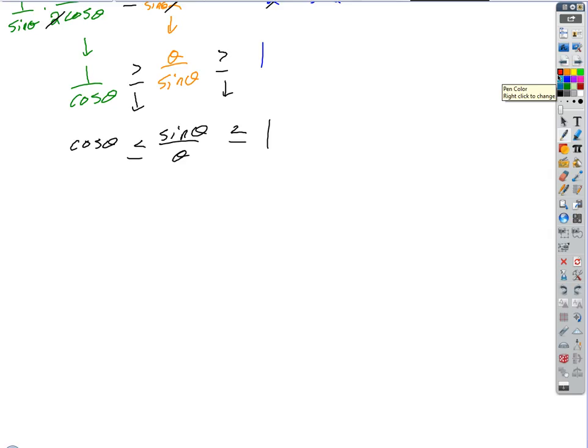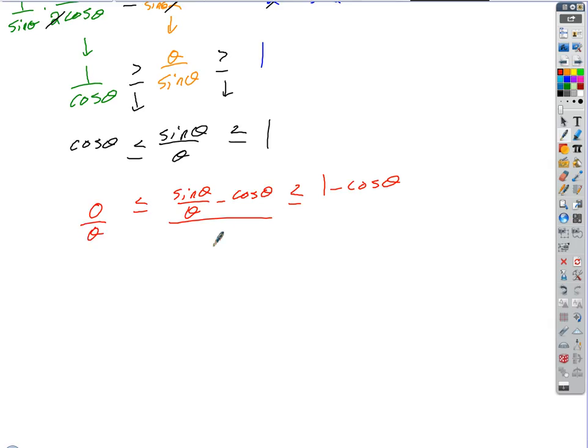What if I want to get 1 minus cosine theta over theta? I could subtract cosine theta from each part. That's going to give me 0. I'm going to get sine theta over theta minus cosine theta, and over here I'm going to get 1 minus cosine theta. Agree? That wasn't what I did, but yeah. If I divide everything by theta, I'm going to get 0 over theta. I don't know if this is going to work. Let's just see if it would.